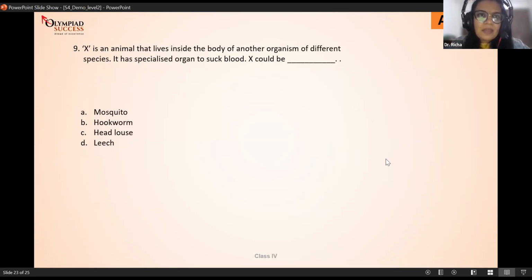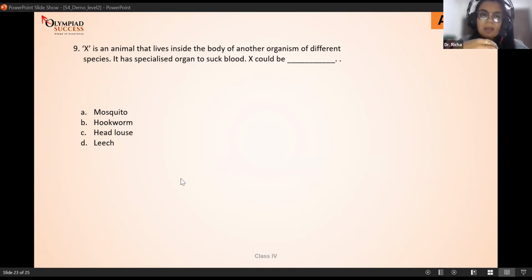Now, which type of animal lives inside the body of another organism and it has specialized organ to suck blood? Now, please pay attention. They live inside the body of another organism. Inside. Now, head louse is like a lice that you have in your hair, on your scalp, which suck blood from your scalp, like here. So they don't live inside your body. They live on your body, right on top of your body in your scalp.